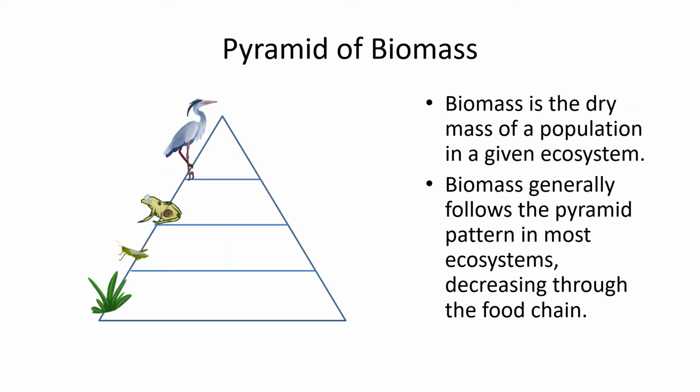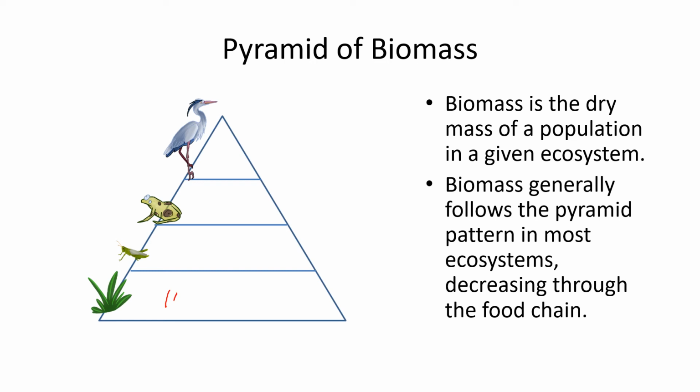Another one here is biomass. So sometimes it's easier for ecologists to study the mass of organisms rather than the size of their population. And so you can project, based on some observations that you can collect, what the mass might be for all the organisms of a given type. And it again follows this general pattern of decreasing.